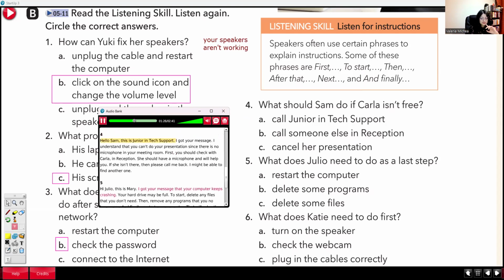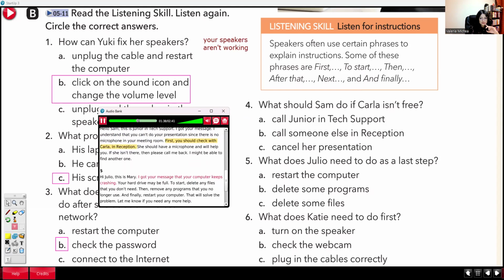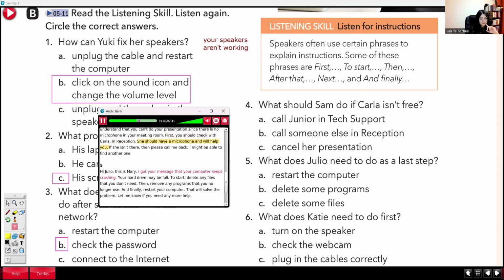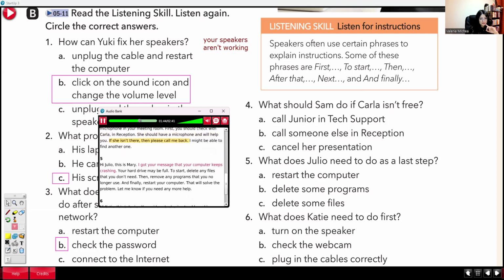Hello, Sam. This is Junior in tech support. I got your message. I understand that you can't do your presentation since there is no microphone in your meeting room. First, you should check with Carla in reception. She should have a microphone and will help you. If she isn't there, then please call me back. I might be able to find another one.